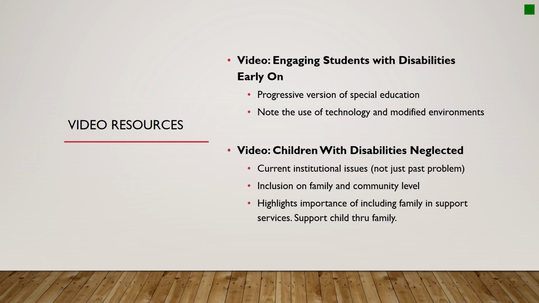And the video titled Children with Disabilities Neglected, this highlights that current institutional issues are not just a past problem. Really, we still have families who this is something they're fighting the stigma and expectation around still here today. And so this to me highlights what inclusion looks like on that family and community level. It also highlights the importance of including family and support services and remembering that we oftentimes support the child's development through our work with the family or the parent. And this video highlights a family that really wants to be that advocate and teacher for their child and would benefit from having support and knowing how to do so.